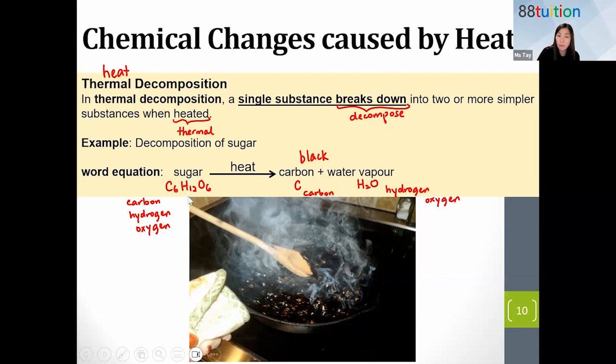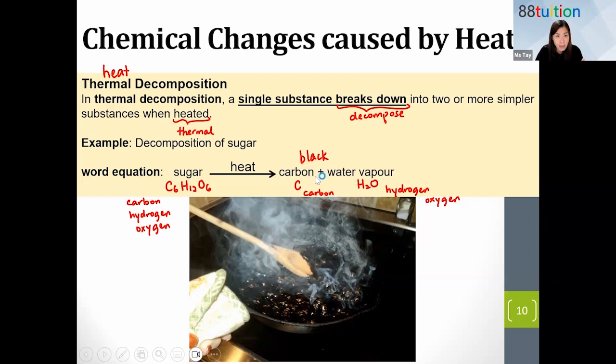The formula for sugar, for those who are interested, is C6H12O6. That means in every molecule of sugar, there are 6 carbon atoms, 12 hydrogen atoms, and 6 oxygen atoms forming it. Upon heating, you can try to balance this equation already, if you know how to balance it. Upon heating it, I get carbon and hydrogen. This is the chemical equation that's not balanced. The one at the top where you spell out the words, we call it the word equation.